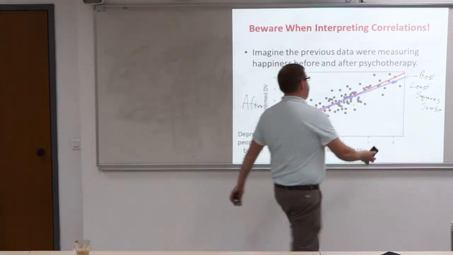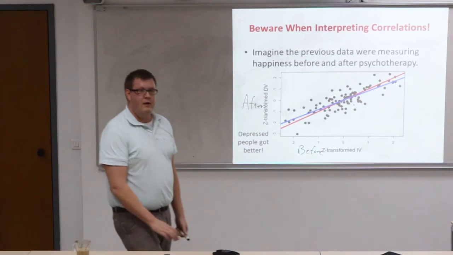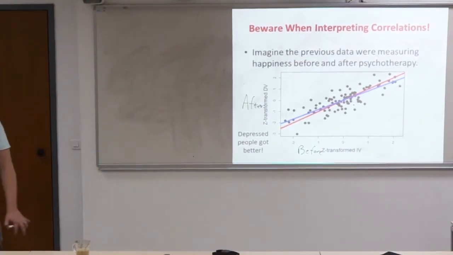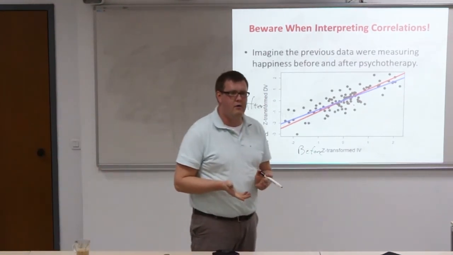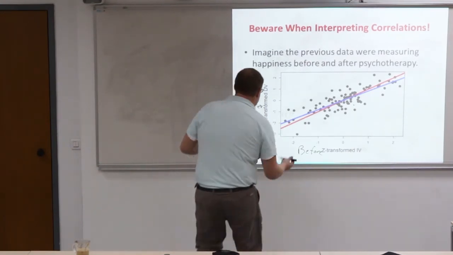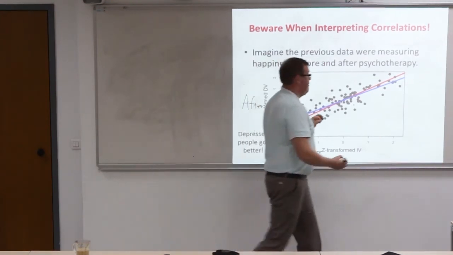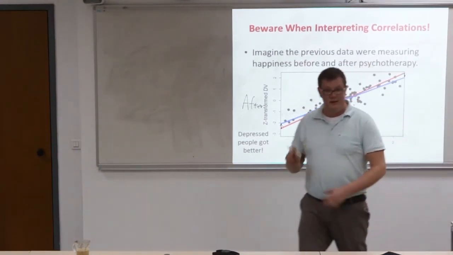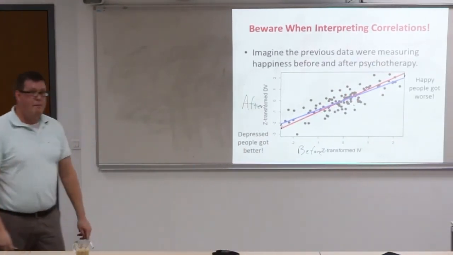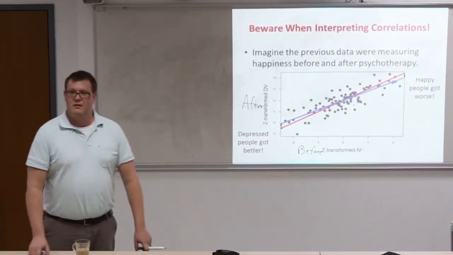What happens to these people, the people that weren't depressed? People that were happy to begin with. They didn't change? They changed how? Yes. Well, if we look at this, right? Boop, it got better. The people up here actually did worse. So happy people got worse. What?